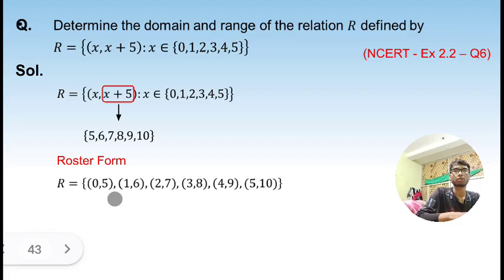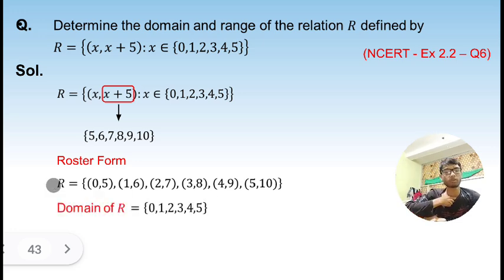So roster form would be what? 0 comma 5, 1 comma 6, 2 comma 7. This is in roster form. So relation would be what? Remember, input should be unique. Output can be of many types. 0, 1, 2, 3, 4, 5. So these are unique. Now all these are relations.